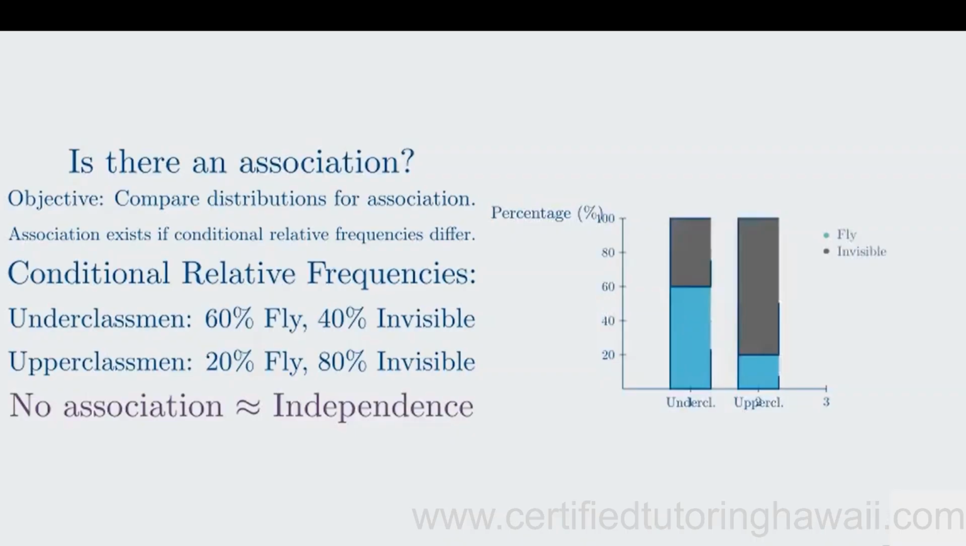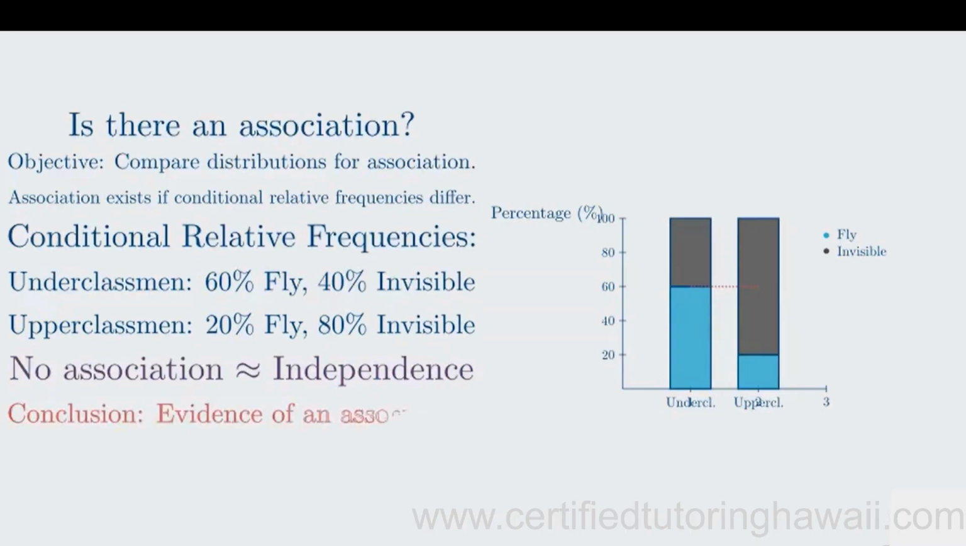Visualizing this with a segmented bar chart makes the difference striking. The slices of the bars do not line up. Because 60% of underclassmen prefer flying compared to only 20% of upperclassmen, grade level does seem to influence superpower choice. In AP Statistics, when you see these differing proportions, you have found evidence of an association. We can conclude that, in this sample, underclassmen are more likely to prefer flying than upperclassmen.